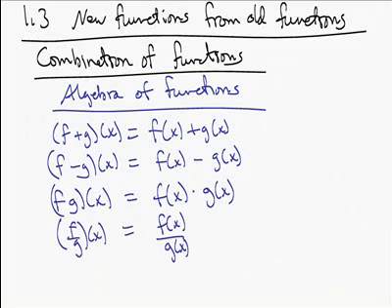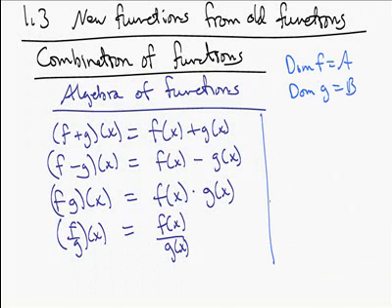The thing we want to look at is the domains of these things, and again, this is all in a table on the bottom of page 42 in your book. And so if we say that the domain of the original function f is A and the domain of the original function g is B, then you can look at the domains of these functions. The domain of f plus g of x is going to be the intersection of the two original domains.